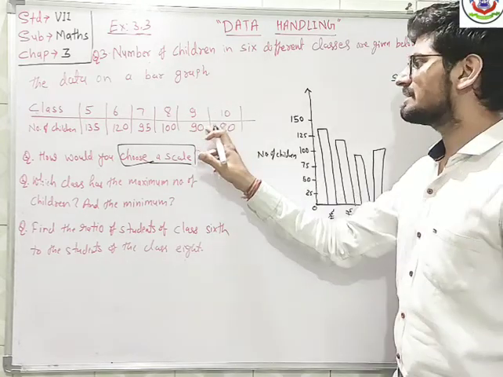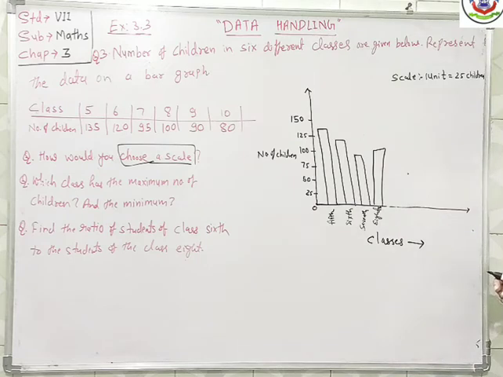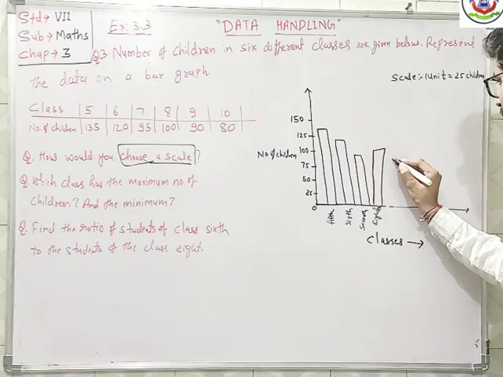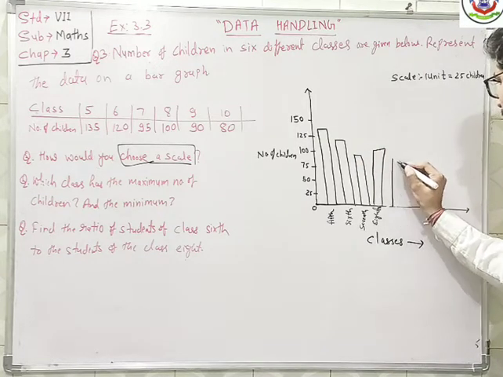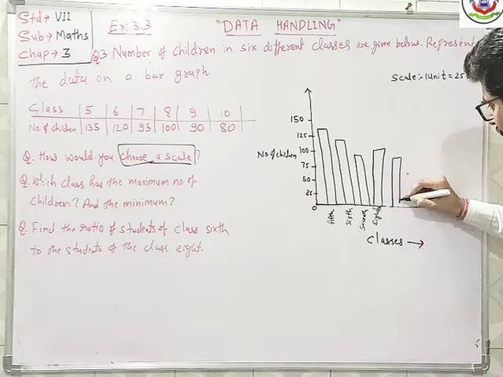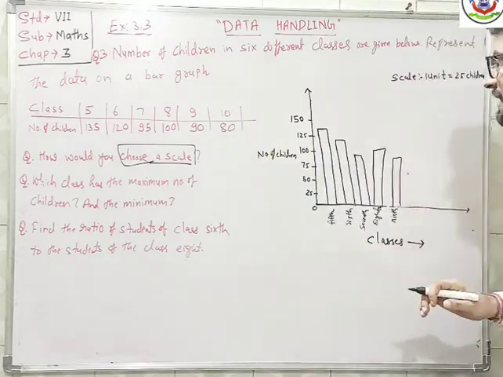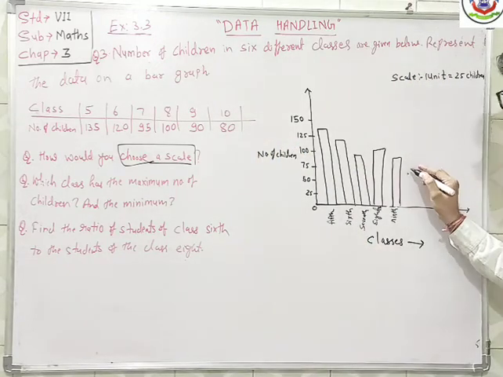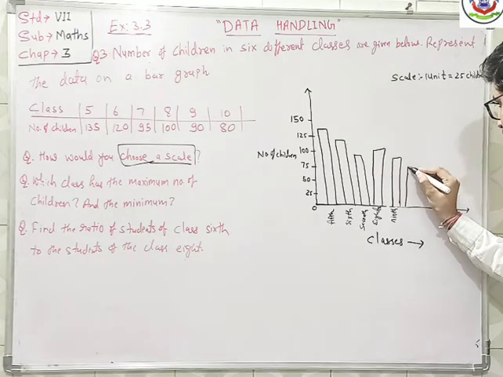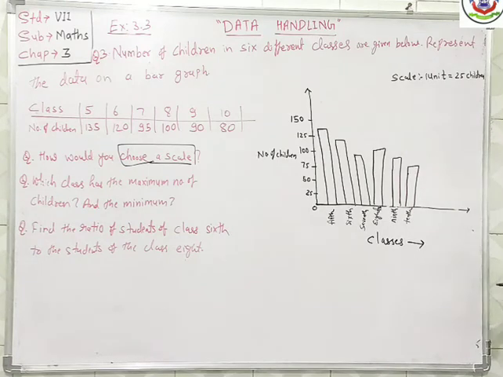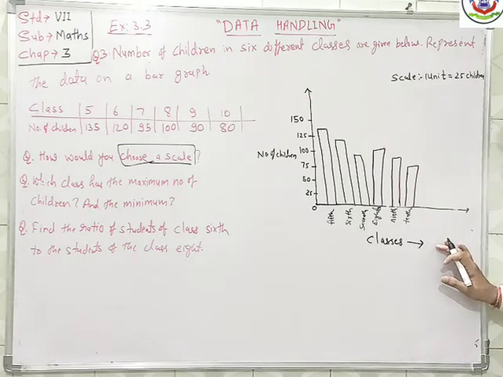Then we have class 9. In class 9 the number of children is 90, which is just below 95. This is class 9. The last one is class 10. In class 10 we have 80 students, so just below this. This is class 10th. So this is your representation on the bar graph.